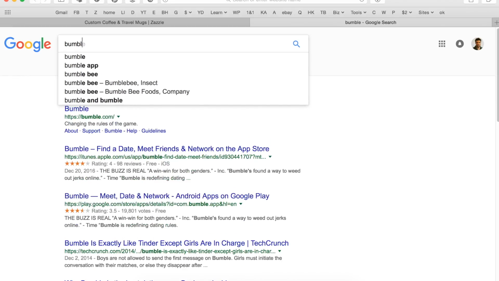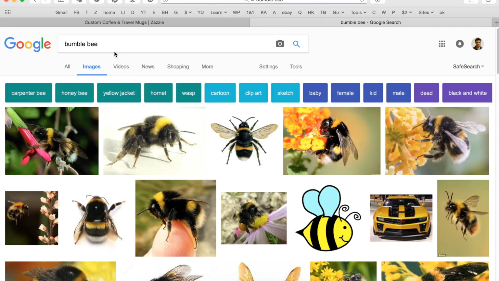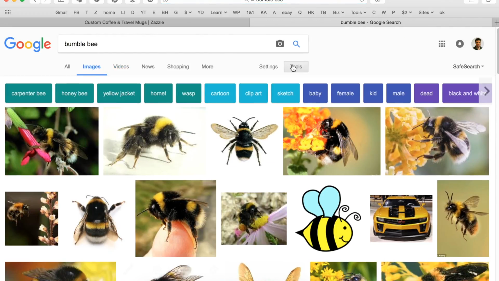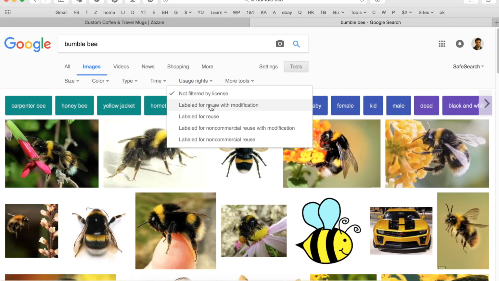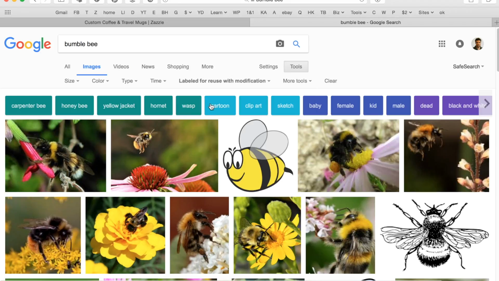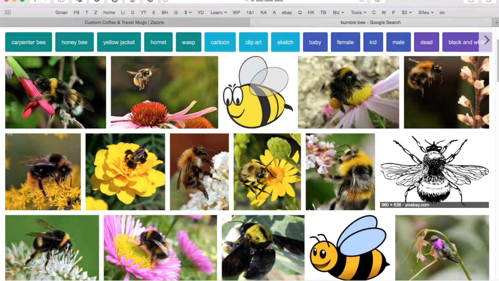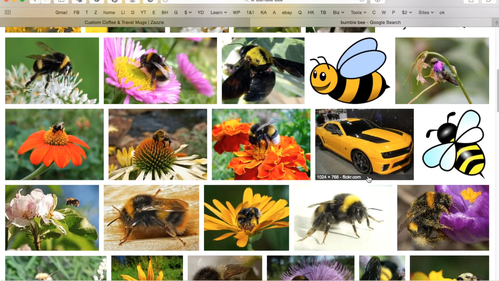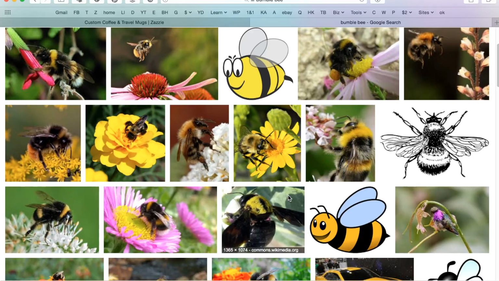So bumblebee, we're going to go to Google Images. And then now over here, we go to Tools, Usage Rights, and labeled for reuse with modification. So now we have here all the images of bumblebees that are public domain, or the taker of the photo or the illustrator of the picture is allowing you to use it for whatever purposes you like, including modifying it, meaning a website like Zazzle.